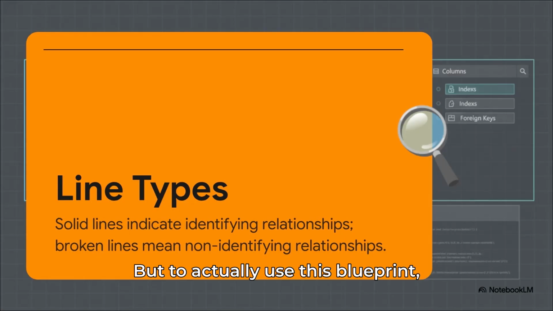But to actually use this blueprint, we need to know what we're looking at, specifically the line types. Solid lines. That means we're dealing with an identifying relationship. The foreign key is actually part of the primary key in the related table, meaning it's a very strict existential dependency. The dashed lines, on the other hand, indicate a non-identifying relationship, where the foreign key is just a regular column referencing another table. This tells us exactly how tightly our data points are bound together across the whole system.